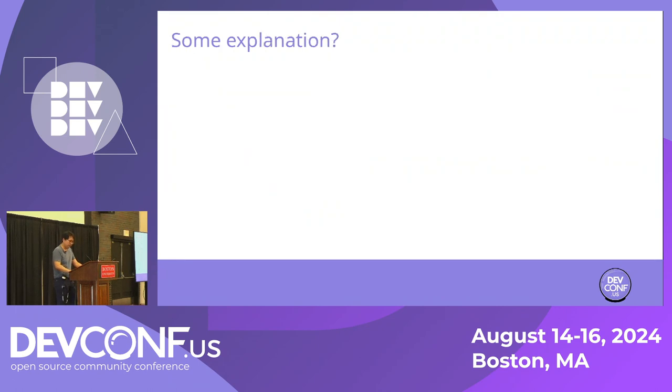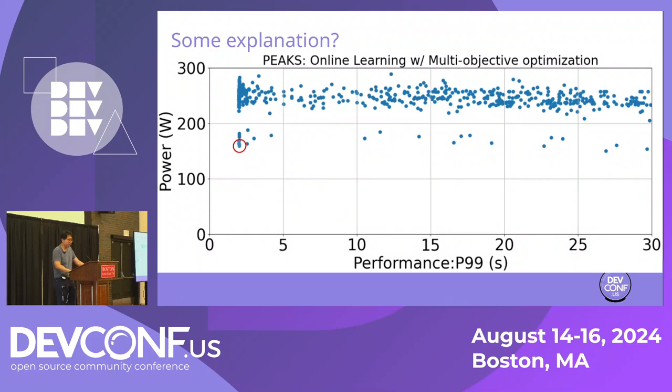Let's see. Yeah, so here's more like I'm trying to understand the data. What we did was we focused on a small region of the data points, where the red circles are. These are points where it had the best performance. It also had some of the best power use, right? So there's about 4 points there.